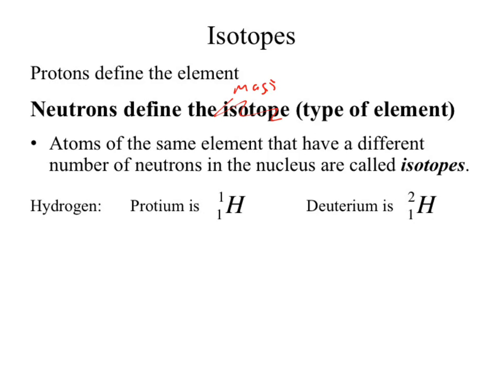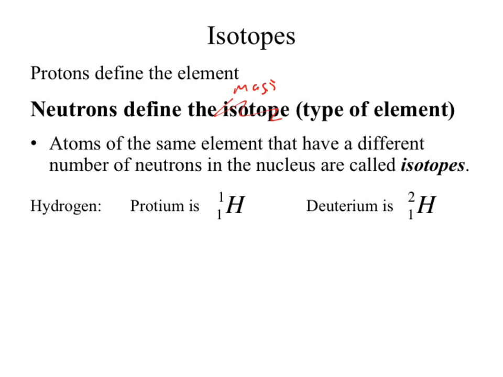Okay. Do we need any neutrons for hydrogen? No. Why not? What was the point of neutrons? To keep protons stuck to each other. But how many protons does hydrogen have? 1. There's no need for a neutron. Which means we don't expect to find a lot of hydrogen with neutrons in their nucleus.